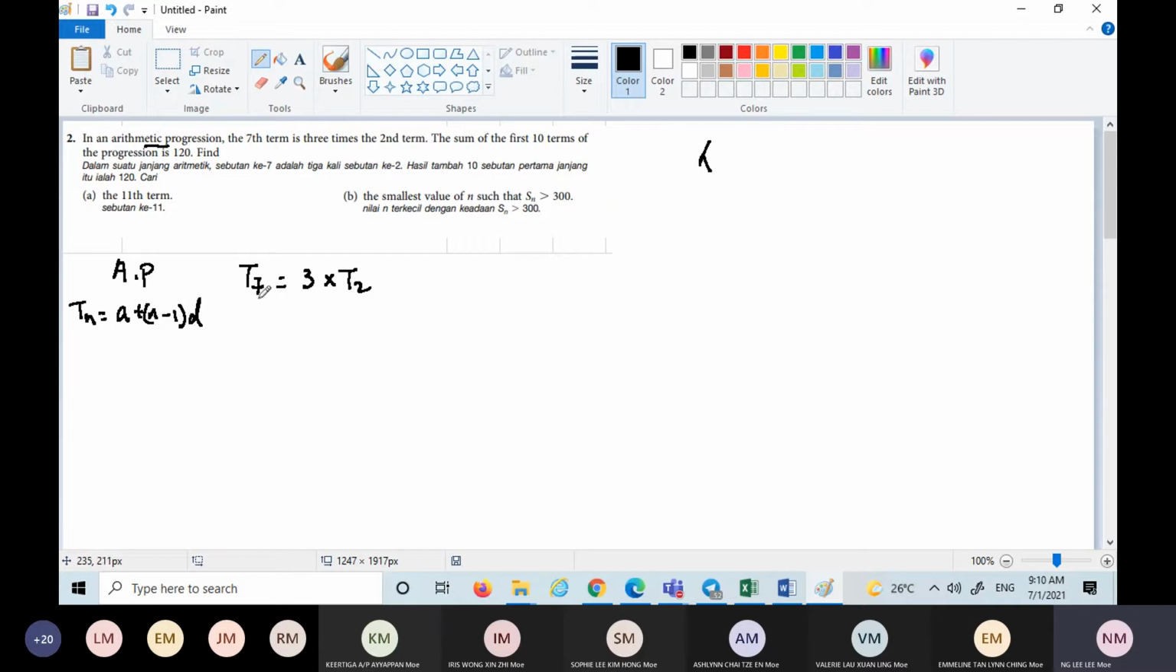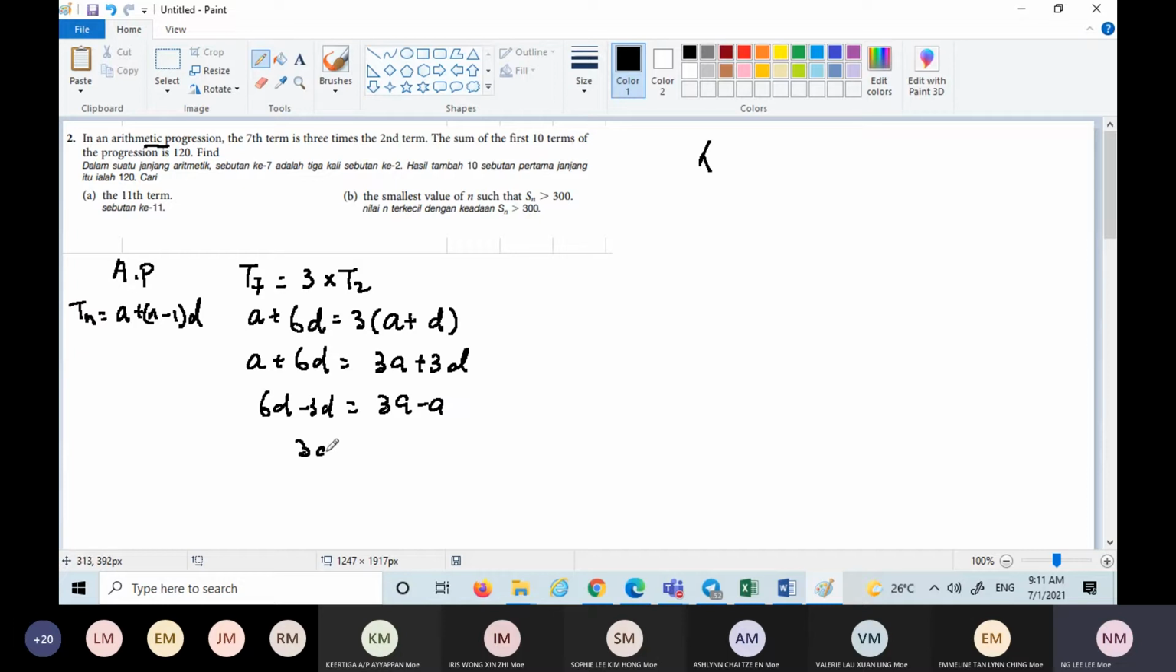Okay, so this one is T7. So A plus (n minus 1), so 7 minus 1 is 6, so 6D. Then 3 times, so put bracket, T2 is A plus D. Okay, so you expand. Then 6D minus 3D, 3A minus A.